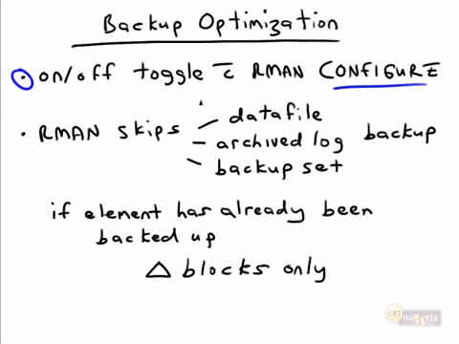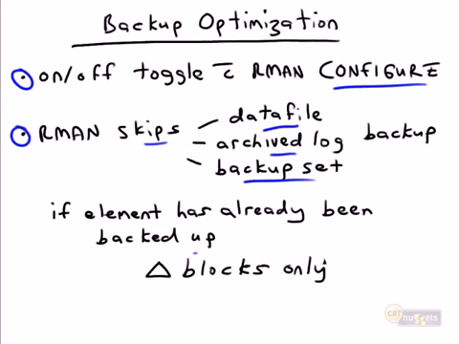Why I think this is a no-brainer option for most administrators is that it's going to save disk space with no effort on your part. Basically, when you enable backup optimization in RMAN, RMAN will automatically skip or not back up physical assets, data files, archived log backups, or entire backup sets that have already been backed up.